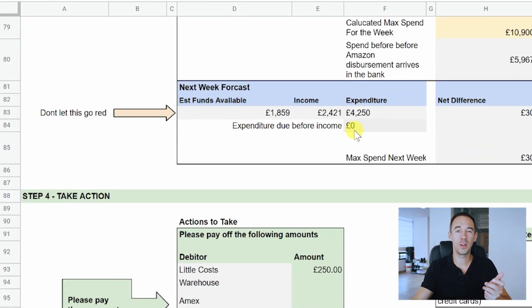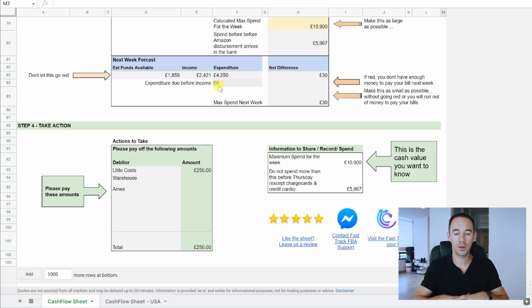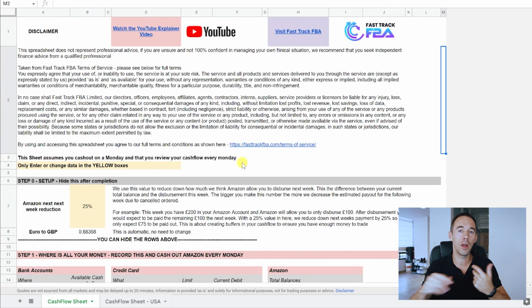Now, the fourth one is really just do what the sheet says, i.e. pay off the bills this week and then communicate this amount of money to your team or to yourself about how much money you need to spend. So this is going to help you out as well.